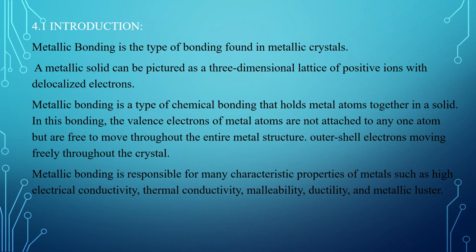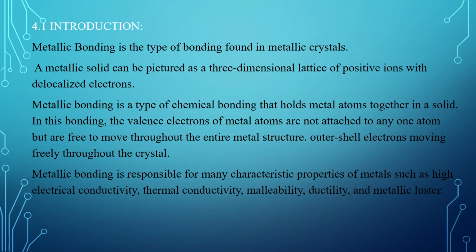Introduction of metallic bonding. Metallic bonding is a type of bonding found in metallic crystals. A metallic solid can be pictured as a three-dimensional lattice of positive ions with delocalized electrons. Metallic bonding is a type of chemical bonding that holds metal atoms together in a solid. In this bonding, the valence electrons of metal atoms are not attached to any one atom but are free to move throughout the entire metal.